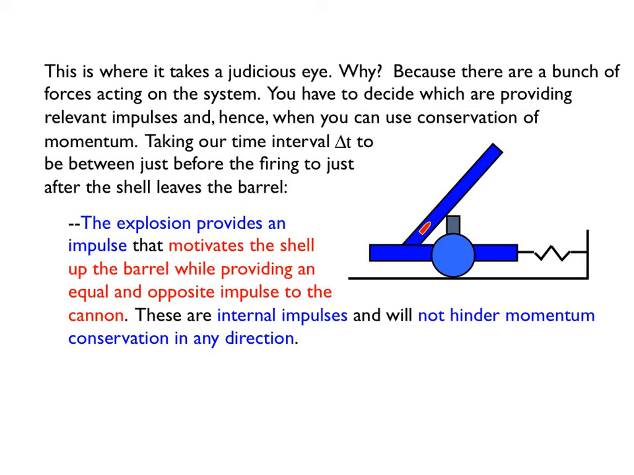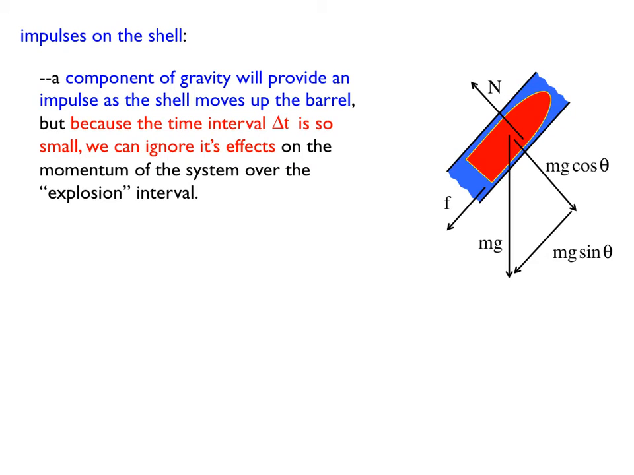The point, though, is that the explosion is going to end up producing an internal impulse, which is not going to end up affecting what's happening with the momentum along the x-axis. There will be a component of gravity along the displacement of the shell as it goes up, and in fact that will produce an impulse. Fortunately, the time interval during which the shell moves up the barrel is going to be so small that for all intents and purposes we could pretty much ignore that impulse.